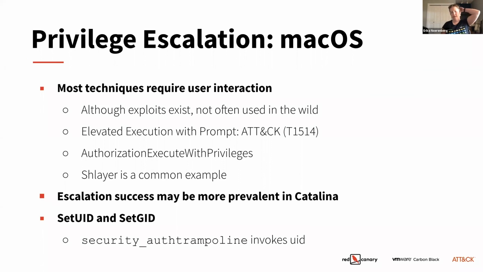And so when we were looking into this, I was looking into this with my coworker, Jimmy, who was doing some MITRE work at the time. And we realized that there wasn't really an ATT&CK ID for this particular technique. So we submitted that back in February, and it actually has a technique ID of T1514 now for the ATT&CK framework, and it's called Elevated Execution with Prompt. So this will basically just indicate any of these privilege escalation techniques that prompt the user with one of these dialog boxes. And we're thinking that the success of this may be more prevalent with Catalina.